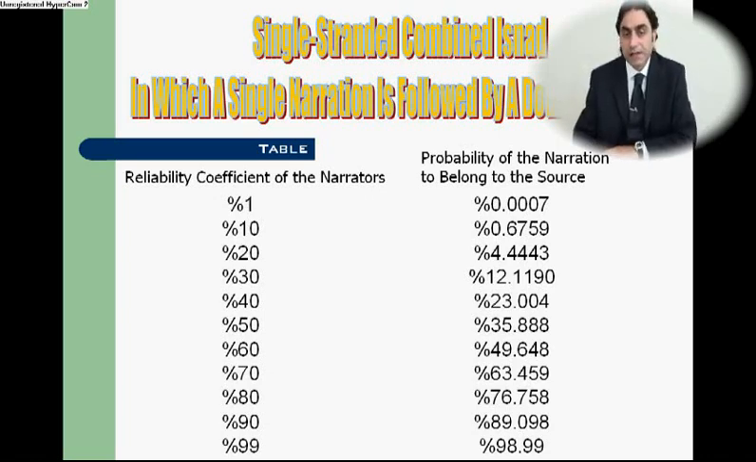It seems that the result is significantly affected when a single narration is followed by a double narration. It is seen that the parabolic structure observed in the preceding type of isnad is a little more improved. When the table is examined, it can easily be seen that the probability that the narration belongs to the source to which it is attributed exceeds the 50% level when the reliability coefficient of the relevant narrators is above 60%. This improvement can clearly be observed in the graphic presented below.